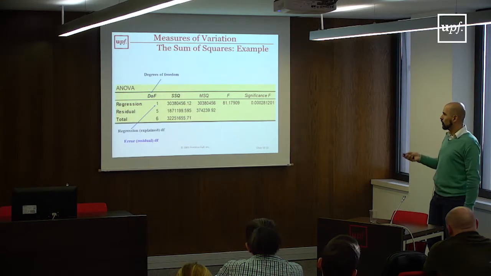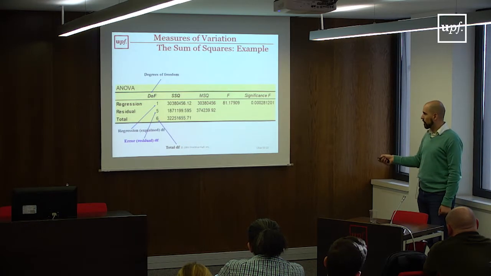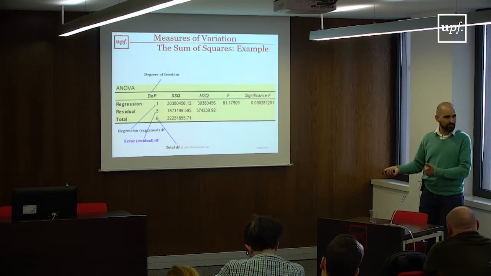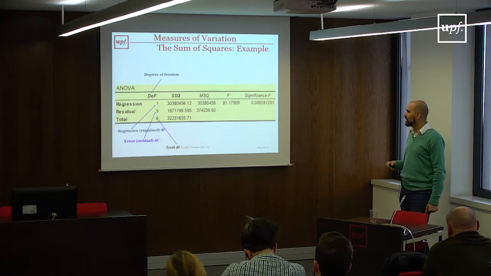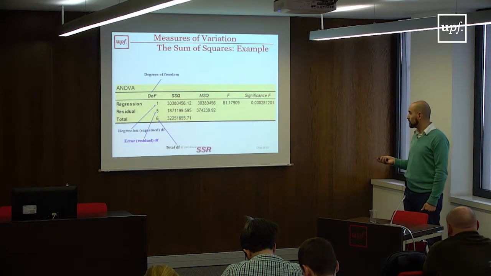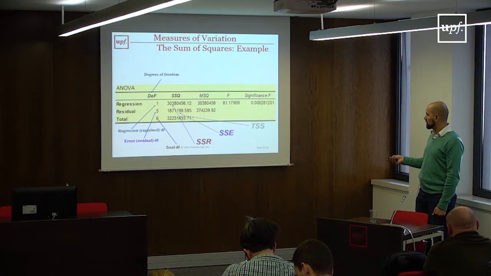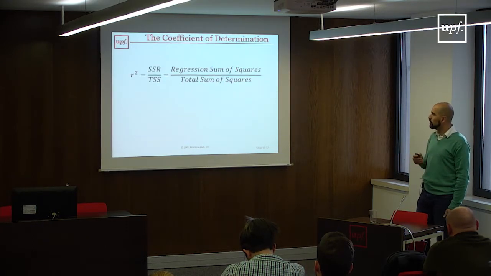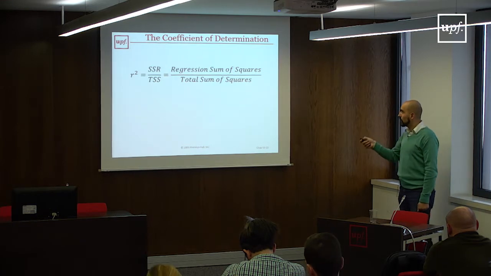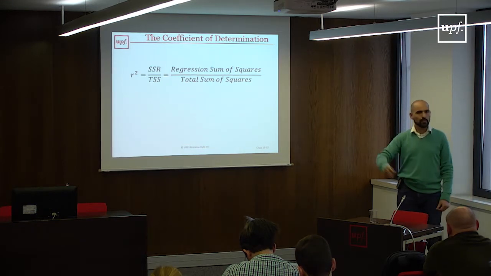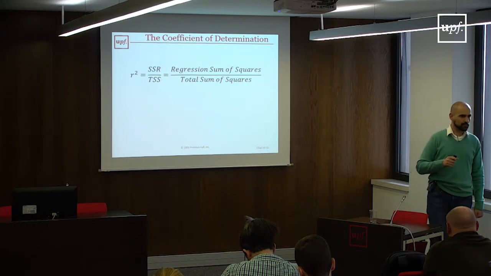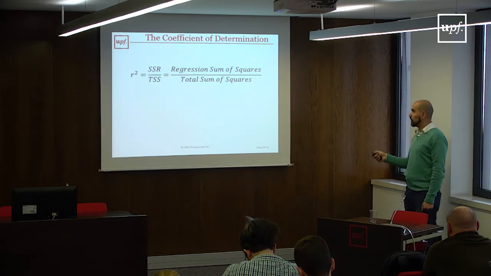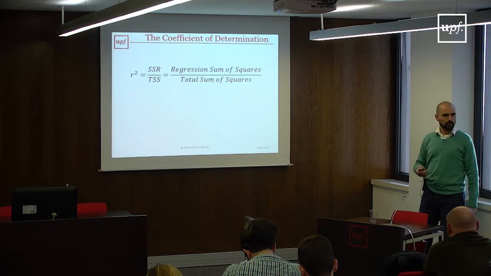But let's see. We have the degrees of freedom. The regression has 1 degree of freedom. The residuals are the rest: the total degrees of freedom minus the degrees of freedom of the regression. Then there are the sum of squares of the error, the sum of squares of the regression, and the total sum of squares. We can compute what is called the coefficient of determination, the R square that everybody looks for in a regression, which is simply the ratio between the sum of squares of the regression and the total sum of squares.